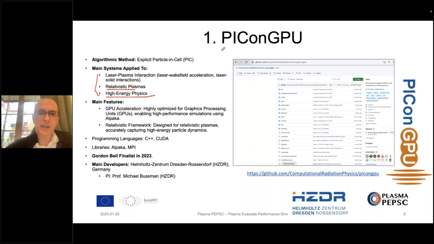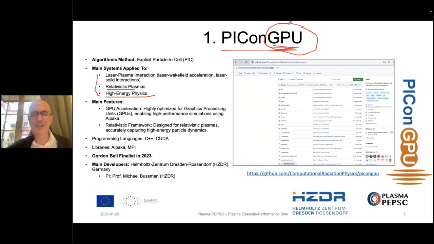As the name says, the main feature is extremely high performance on the GPU. So this is highly optimized for graphics processing units, and this is a unique case where the code was first designed with the GPU in mind and then ported to the CPU. So this is an extremely interesting code.